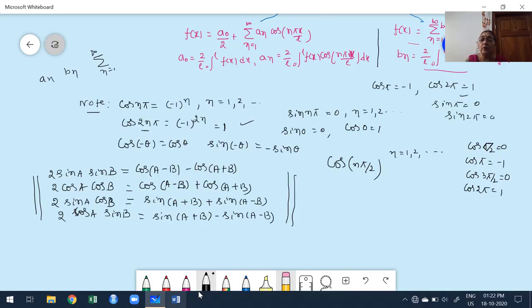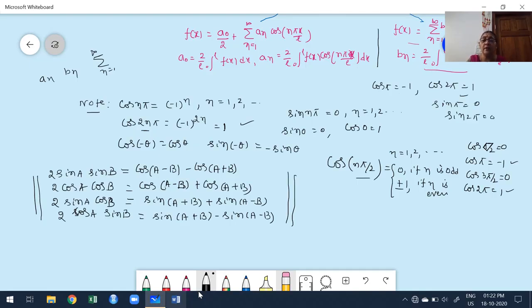Now this shows that most of the students make a mistake here. Whenever they get cos n pi by 2, they write 0. You can't write 0, it depends on the value of n. n may be even, n may be odd. In the odd case, what happens? 0 if n is odd. Plus or minus 1 if n is even, depending upon the particular even value. For n equal to 2 we get minus 1, for n equal to 4 we get plus 1, for n equal to 6 we get minus 1.